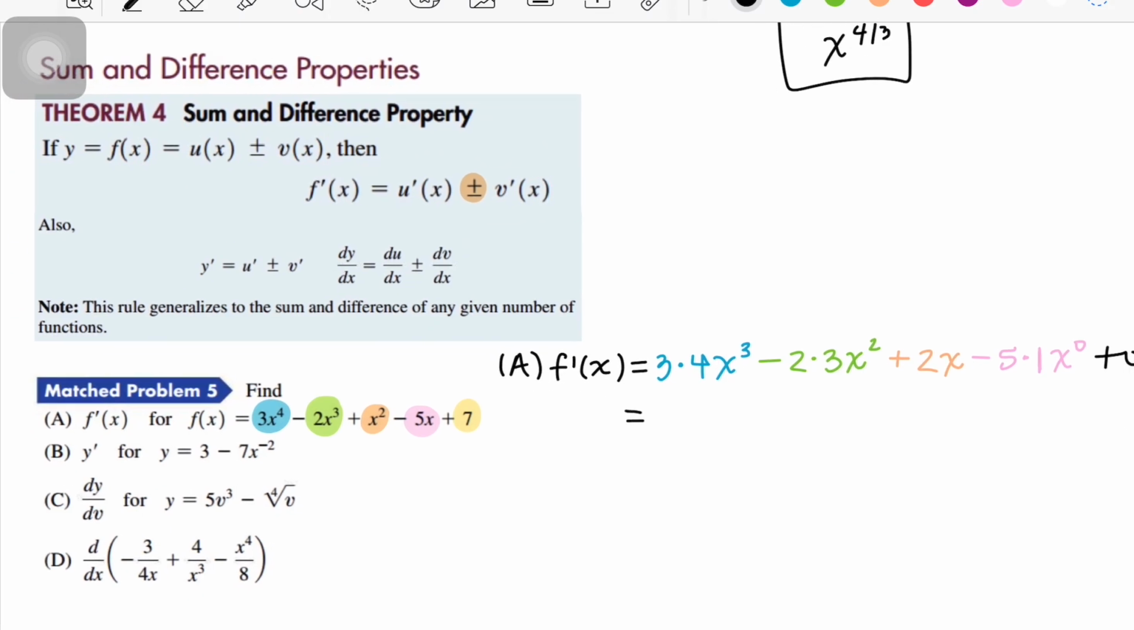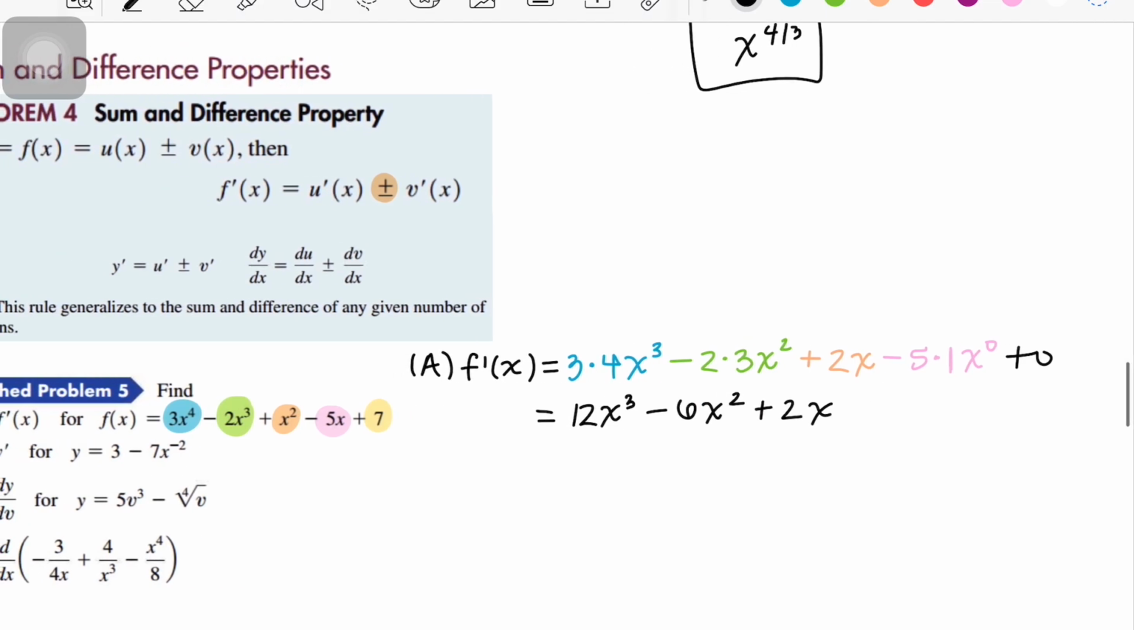Okay, so simplifying everything, we have 3 times 4 is 12x cubed. Then we have minus 2 times 3, so 6, and then x squared, plus 2x. And then minus, we have 5 times 1 times x to the power 0. Well, we know 5 times 1 is just going to be 5. And x to the power 0 is just going to be 1. Anything to the power 0 is 1. So this is our final answer for our derivative.